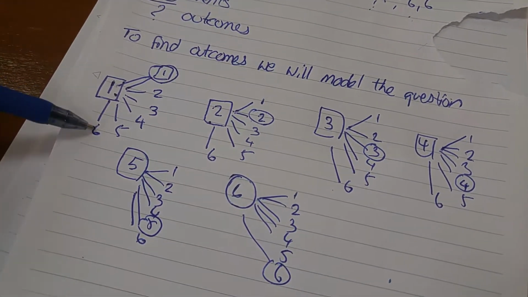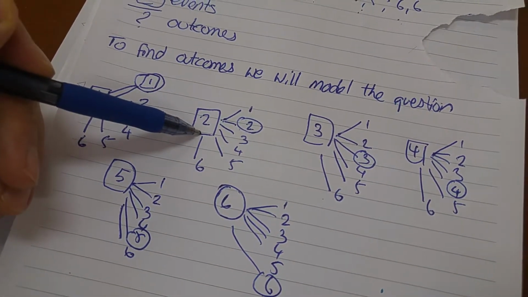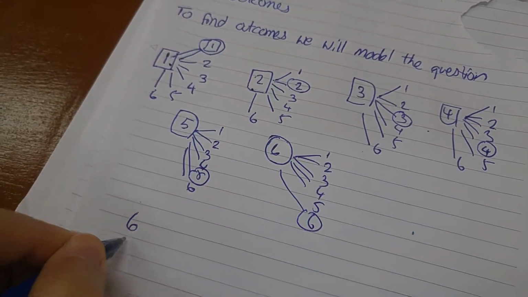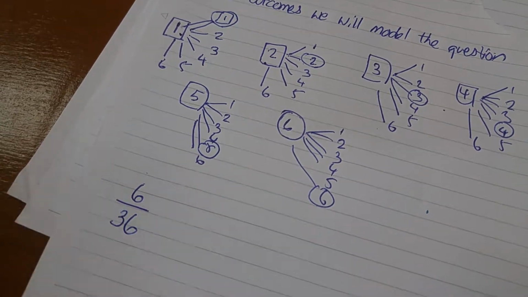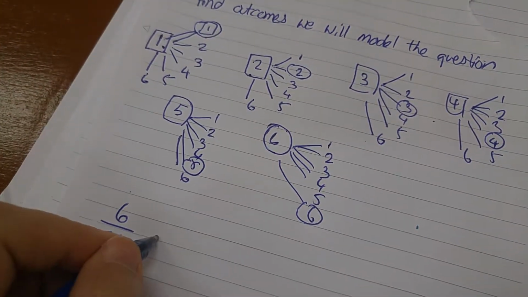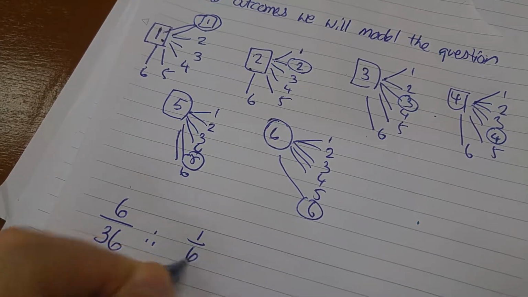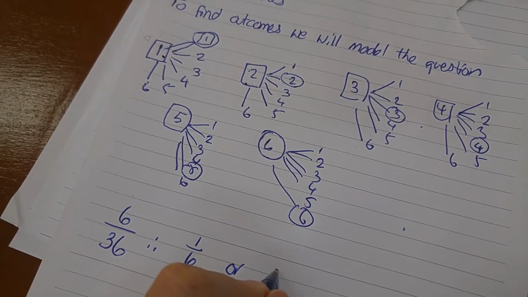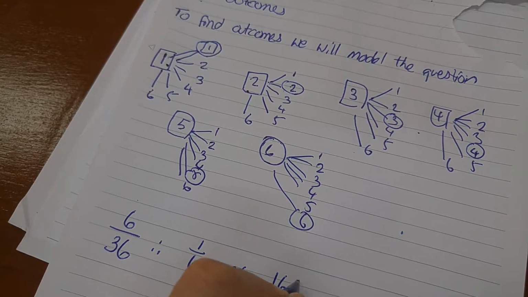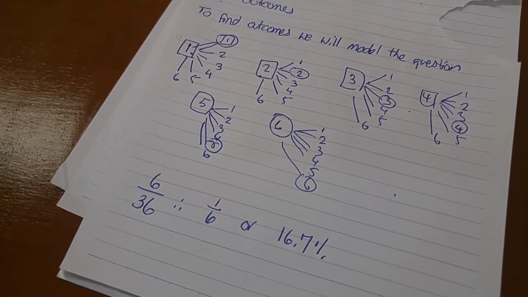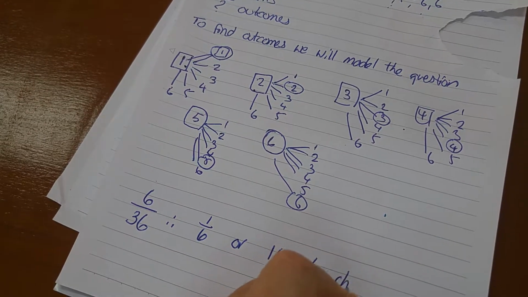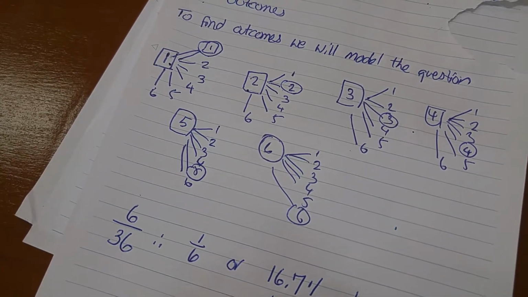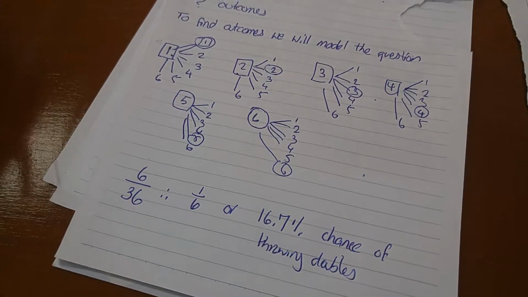And the outcomes here, we've got 6, 6 here, 6 here, 6 here, 6 here, and 6 here. So what we've got is 6 events out of a total of 36 outcomes, which therefore gives us a 1 in 6 chance, or a 16.7% chance of throwing doubles. Okay, so that's how we solve it.